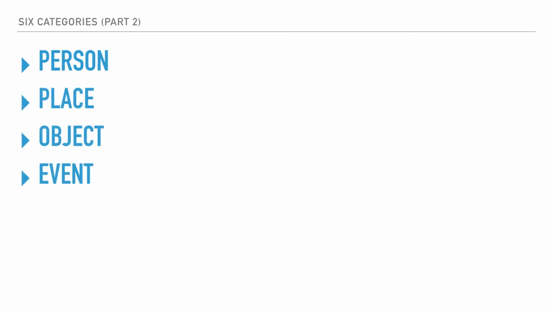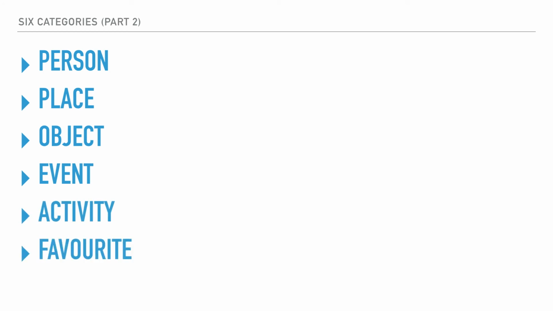So, we've covered the 6 categories of task for part 2. Person, place, object, event, activity, and favorite. Now we know the type of tasks we're going to be given in part 2, we can start thinking about how best to prepare for and approach the task.